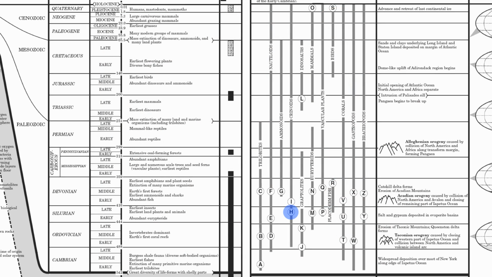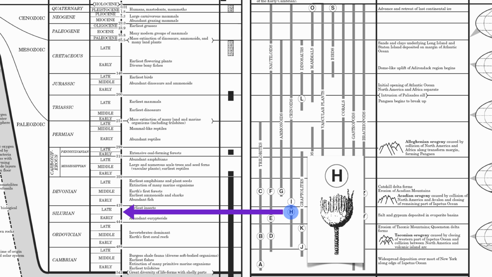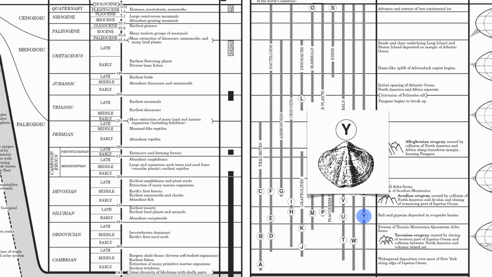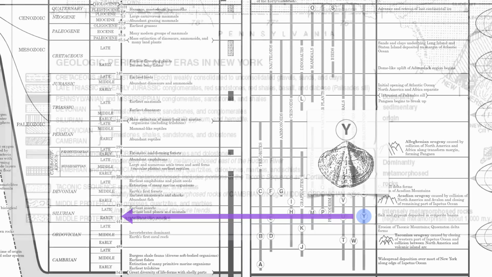We have a couple here from the Silurian. We have a crinoid labeled letter H, which lived during the Silurian time. And we also have a brachiopod, which is kind of like a clam, labeled letter Y. That one right there is called Eospirifer. That one also lived during the Silurian. So now you know 2 index fossils that lived and died during the Silurian time.